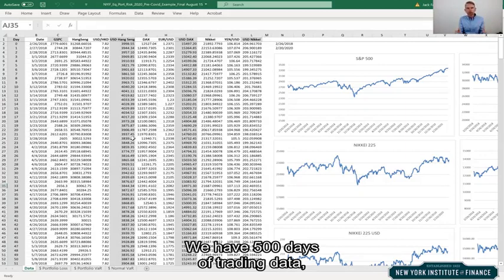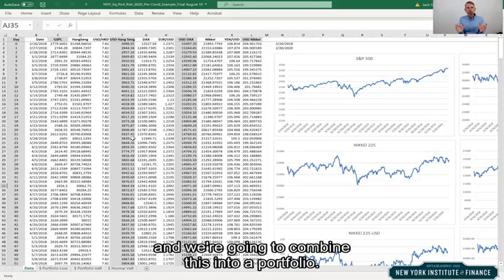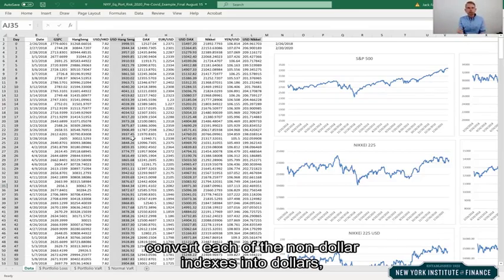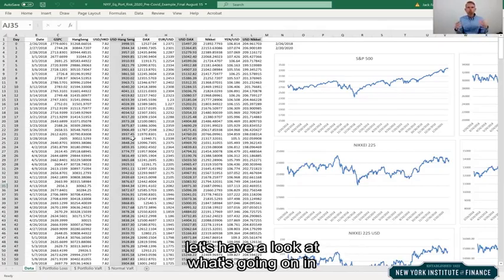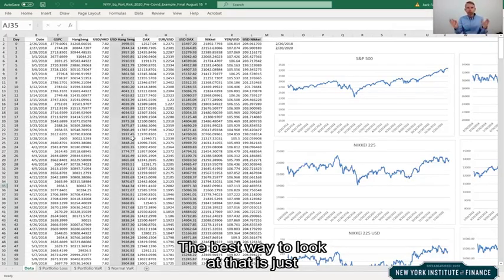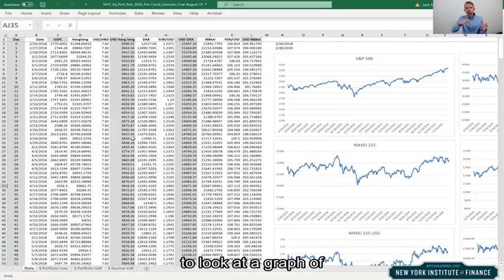So we have 500 days of trading data and 4 indexes, and we're going to combine this into a portfolio. Before we combine it into a portfolio and convert each of the non-dollar indexes into dollars, let's have a look at what's going on in each of those indexes over the 2-year period. The best way to look at that is just to look at a graph of the index over that 2-year time period. So let's look at that.